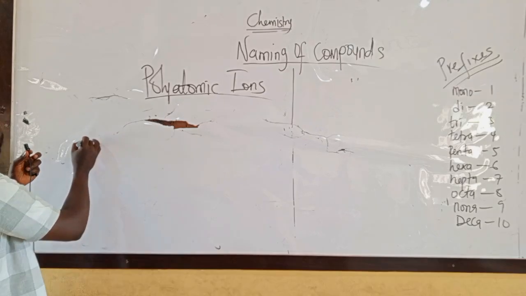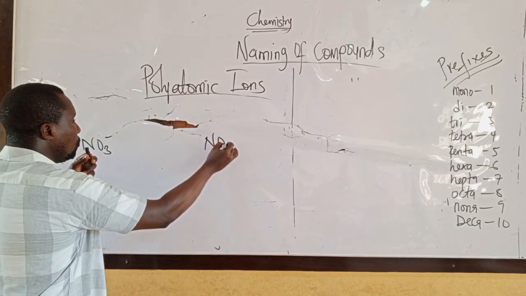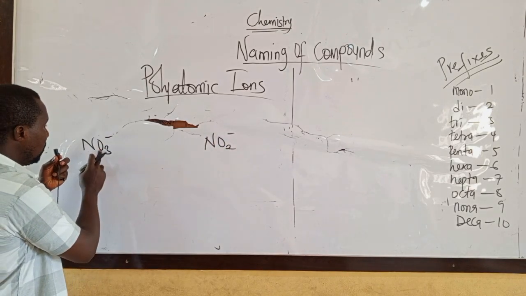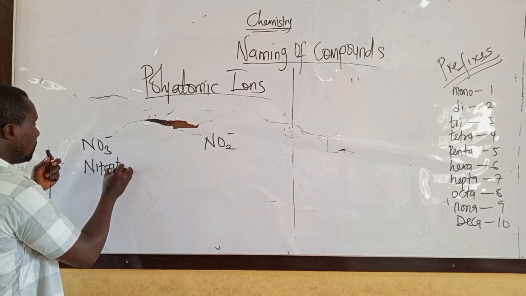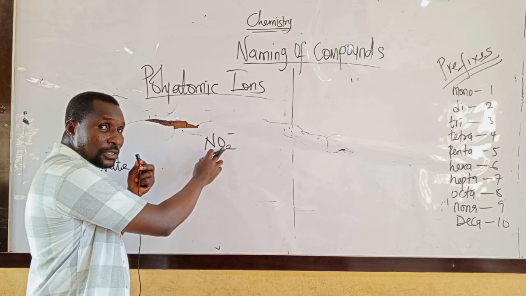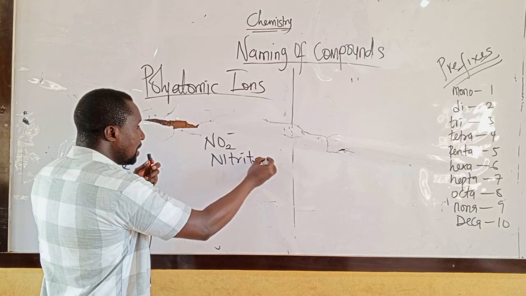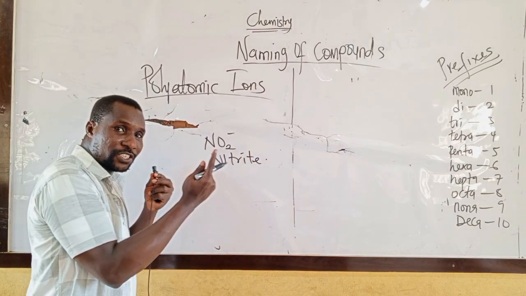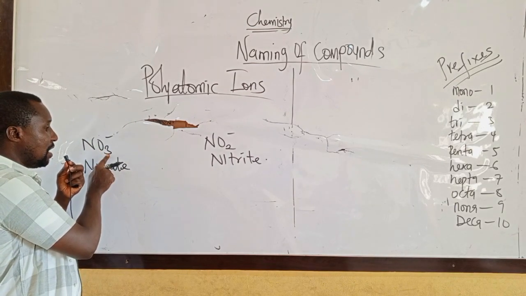Look at this. Let me take these 2 examples: NO3 minus and NO2 minus. When you have NO3 negatively charged, this one is known as nitrate. When you have one oxygen shorter, it's known as nitrite. That means nitrite has one oxygen shorter than what? Nitrate.